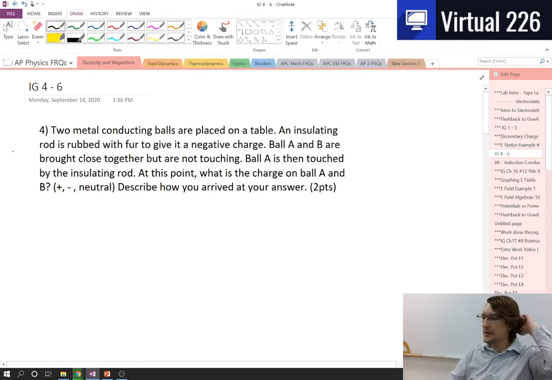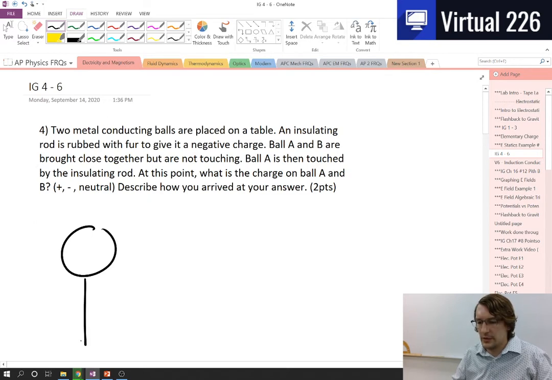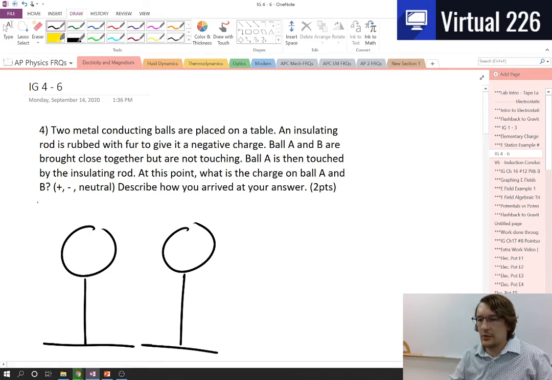Okay, so what we got here are Intergalactic Chapter 16 problems, number 4 to 6, and here are the solutions for them, if you don't have the written work for it, or the written solutions. What we have for our first problem is two metal conducting balls are placed on a table, and they're also on insulating stands. So here's the ball and the stand. Here is an identical ball with its stand. We'll call this one ball A, and this one is ball B.